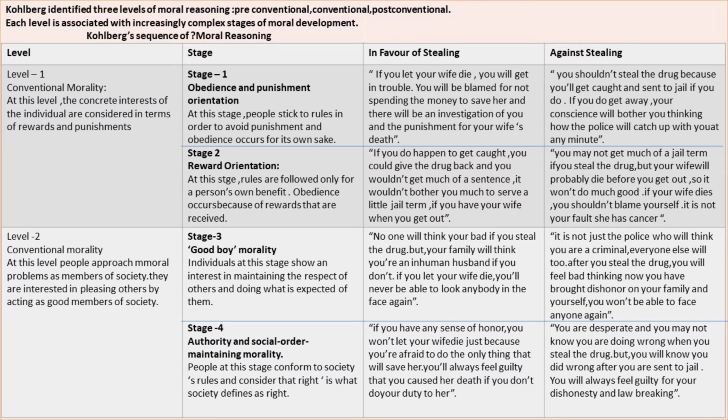After you steal, people will think badly of you. Now you have brought dishonor on your family and yourself. You won't be able to face anyone again. Stage 4, Authority and Social Order Maintaining Morality. People at this stage conform to society's rules and consider that right is what society defines as right.